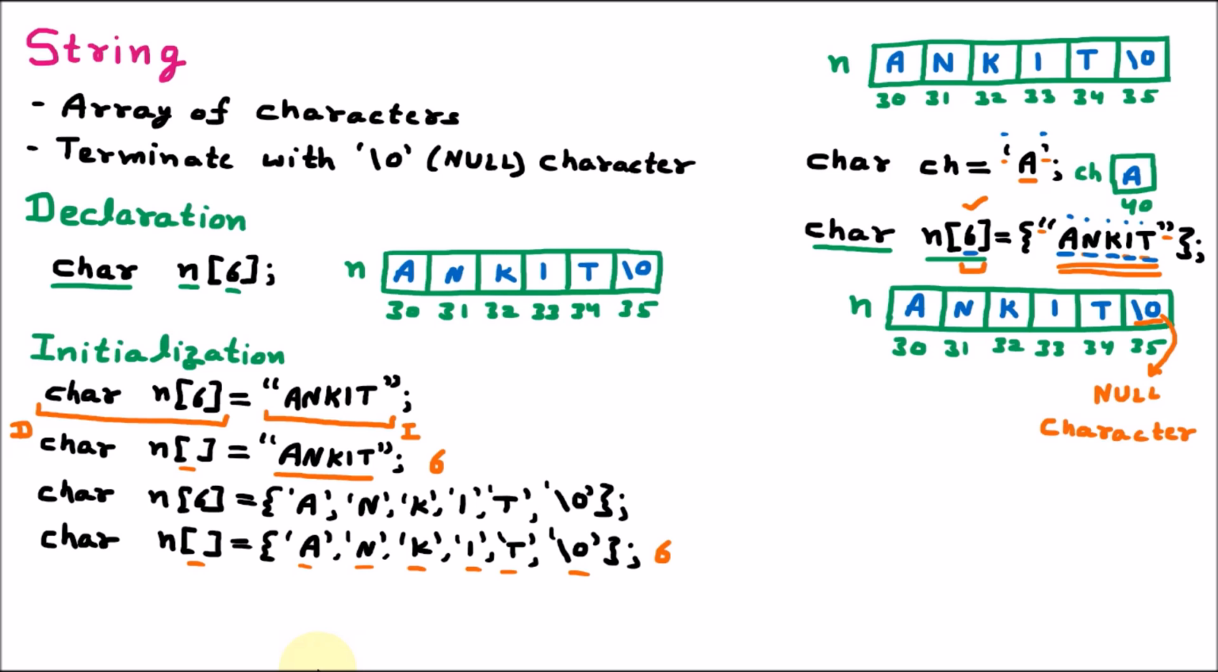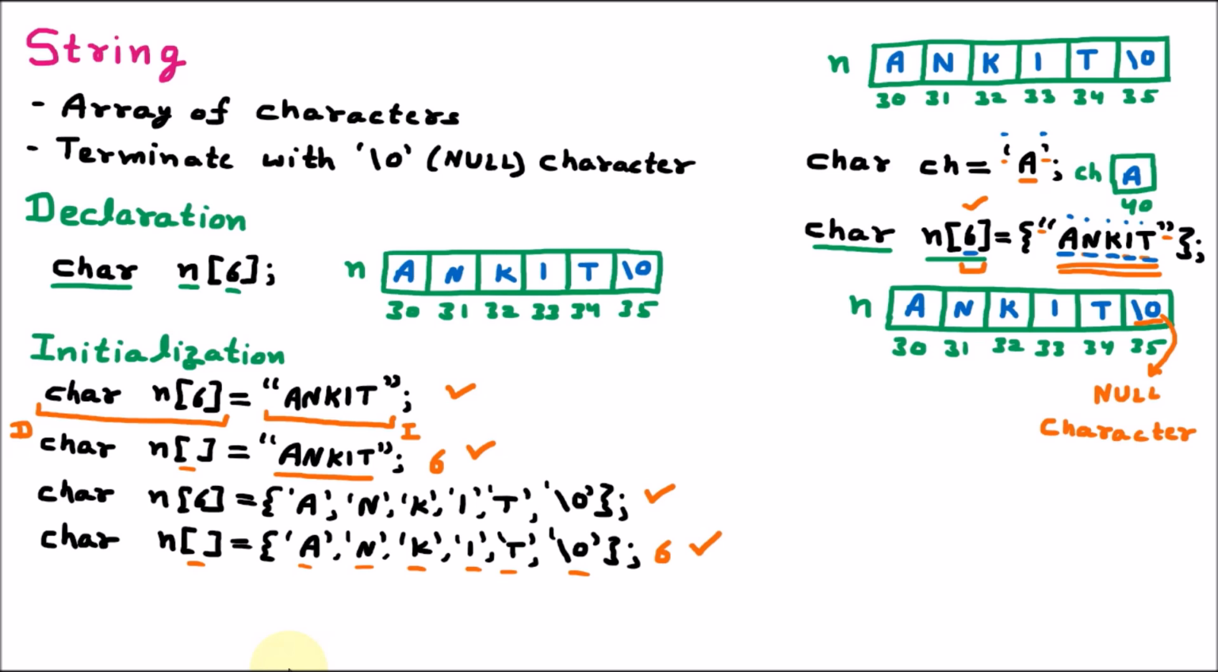So simply you are providing Ankit in double quotes, not providing the size and providing the initialization, or here you are dealing with character by character and you are not providing the size but giving character by character. So all initializations are the same. You can use any one as per your own choice.